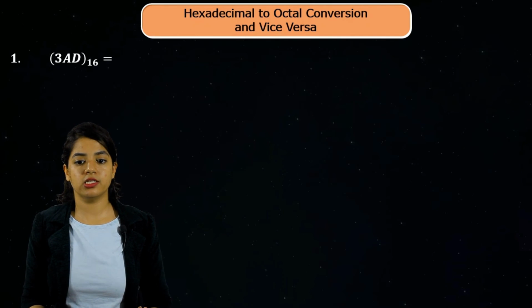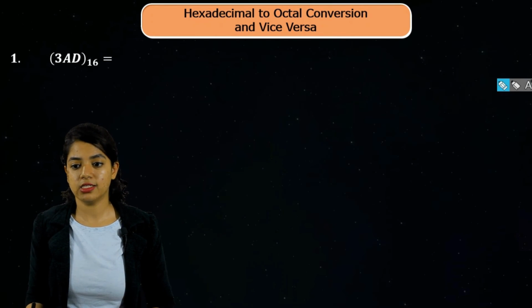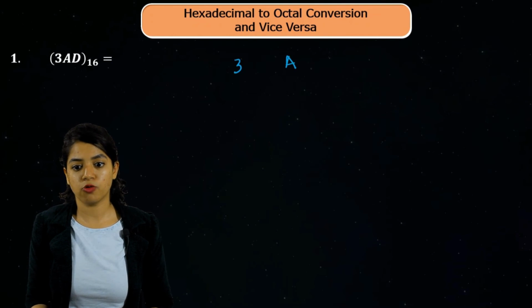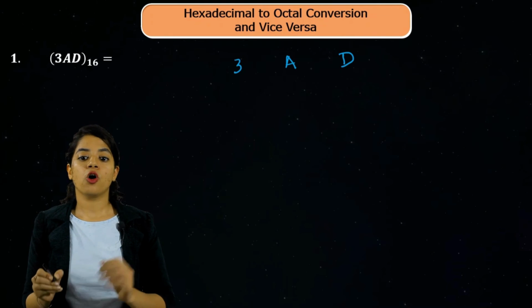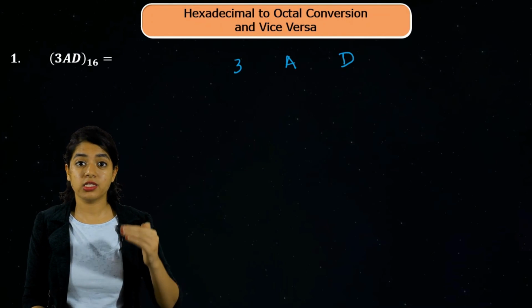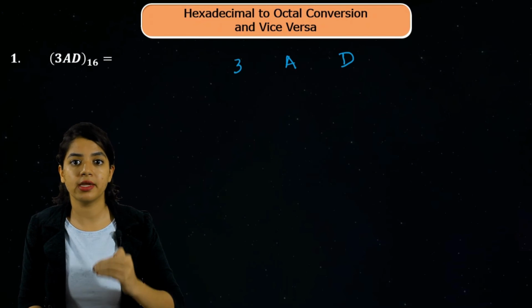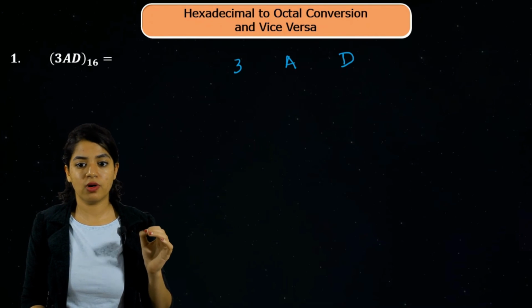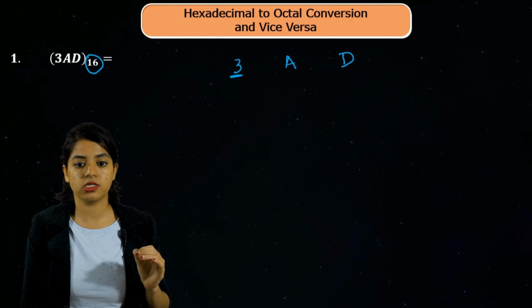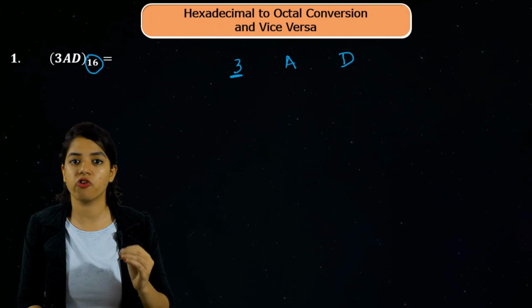So let's consider this example, 3AD. The 3AD number is in hexadecimal right now. So how to convert it into octal? Before converting it to octal directly, let's first convert it into a binary number. You know how to convert each number into binary, and as this is a hexadecimal number system, we will convert it into 4 bits of binary.